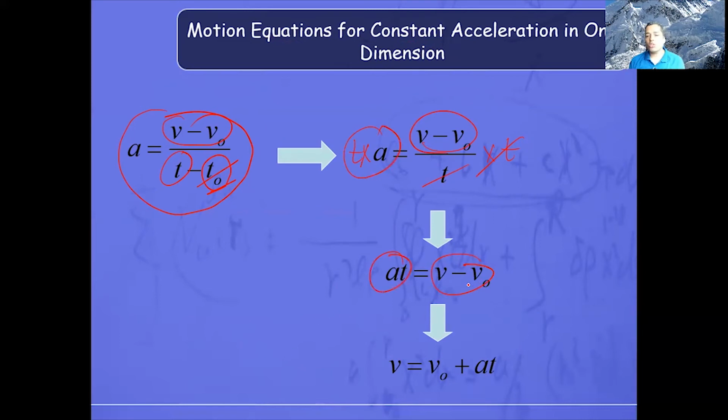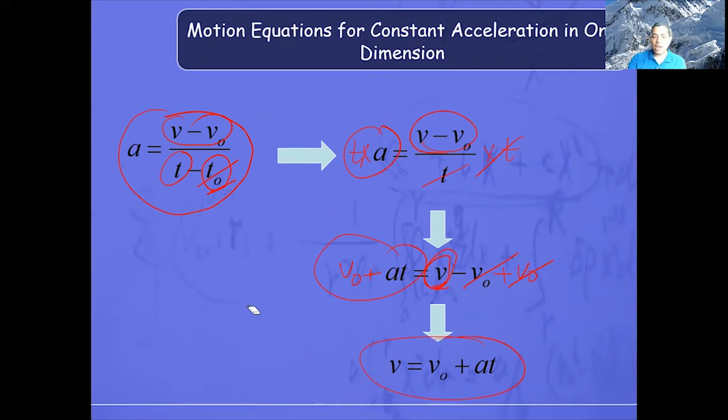Then from here, what is your v in this case? How do you find this v? Add v0 on both sides. Remember, algebra, right? So this and this cancel out. So you are left with v equals v0 plus at. That's what you do, okay?